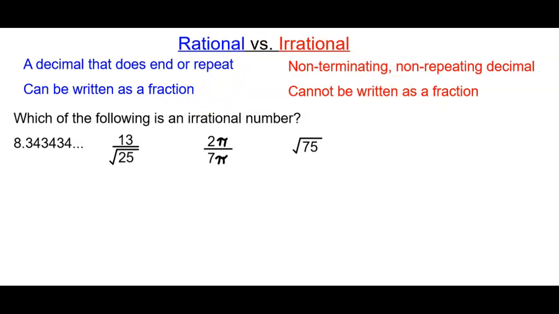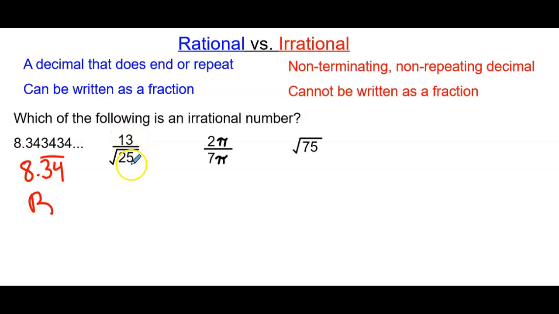I should have put of integers there. That's important. But if we look at each of these, I'm going to turn each of these into decimals to see if they end or repeat. That's the easiest method for me. So this first one is already a decimal, and I do see that it repeats. It says 8.343434. You could rewrite that as 8.34 repeating. So this one is rational.